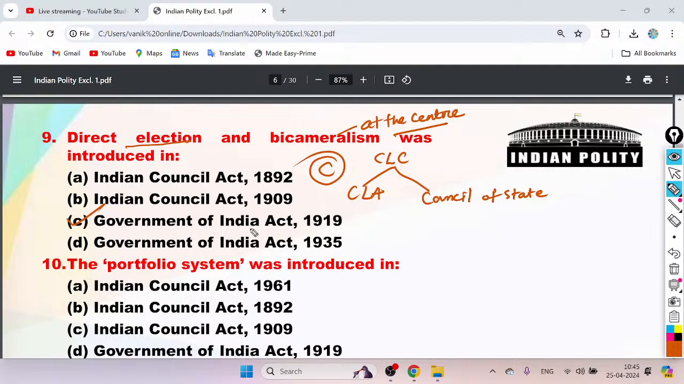Portfolio system was introduced in... The portfolio system refers to the departmental system, which was experimentally introduced by Lord Canning in 1859, but it was formally introduced in 1861, not 1961. Sorry, it is 1861. So that is the point. So the answer will be A.